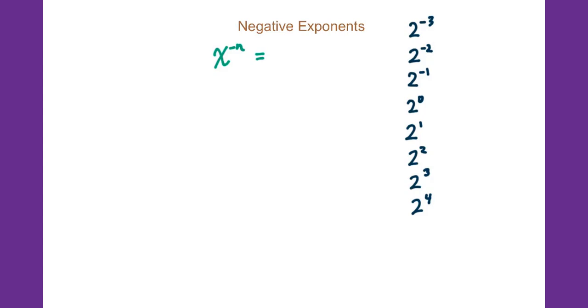We already know 2 to the first power, that's 2. 2 squared, that's 4. 2 third power, that's 8. 2 to the fourth power, that's 16. Let's look at the pattern.